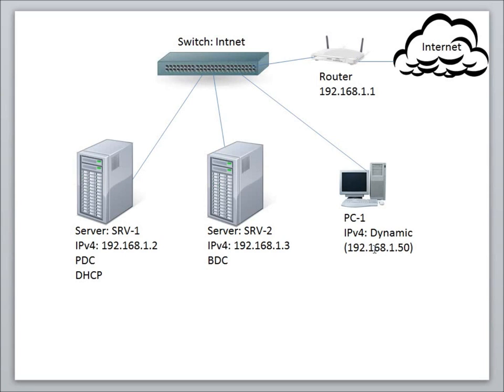So I'm going to expect that the address that I'll get is going to be the first one in my scope, which is 192.168.1.50. And so we're going to go ahead and start this machine up, and then we're going to log in and verify our IP settings.